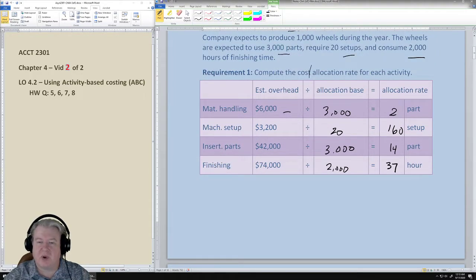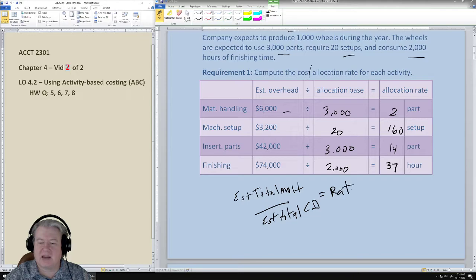and each jobs, now, so just also a reminder of chapter 3, we would take the 2 estimates, right? The estimate of the total, whatever MOH it was, divided by the estimated total cost driver, and that gives us our rate. And then we take the rate and multiply it by the actual cost driver to get our allocation.